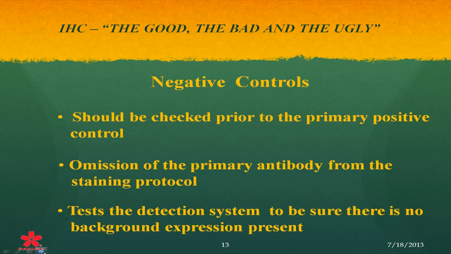Negative controls should be checked prior to the primary positive control. This is the omission of the primary antibody from the staining protocol. And it also tests the detection system to be sure there is no background expression present.